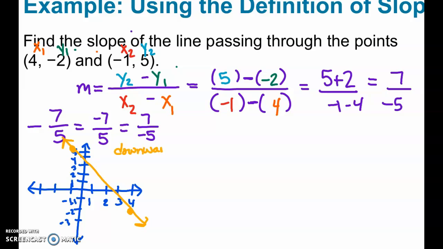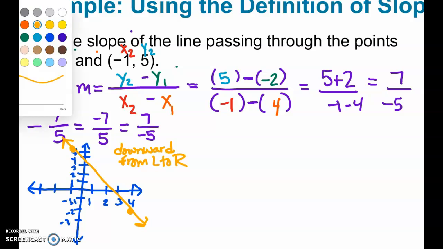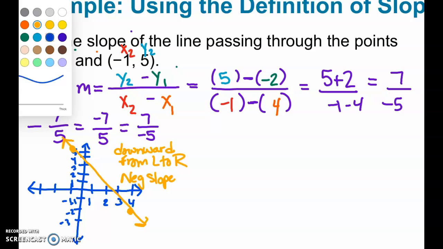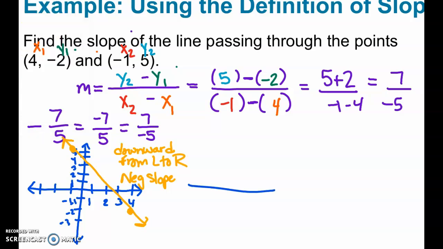So this is one possibility. It is also possible to have a positive slope. So, and let me write that, negative slope. And if I was to have a positive slope, then it would look like this.